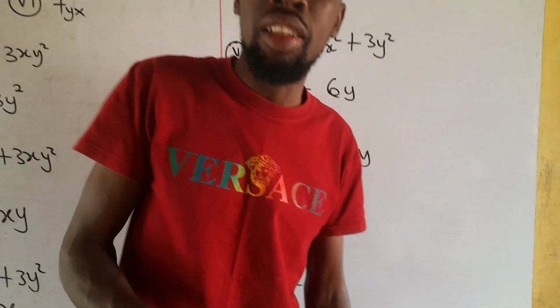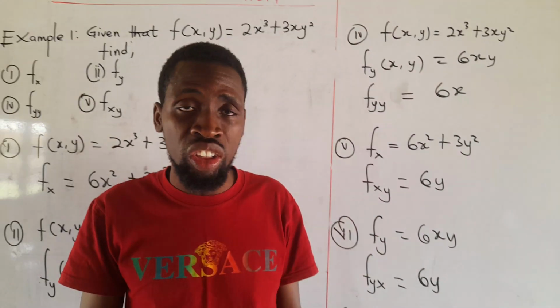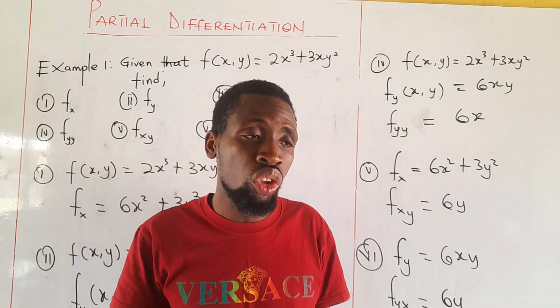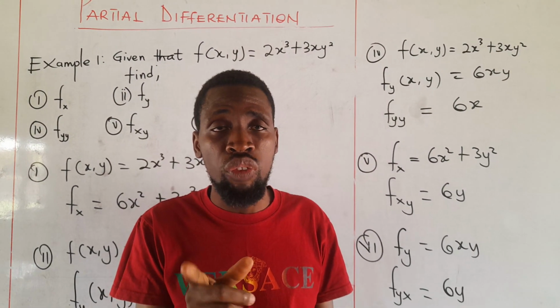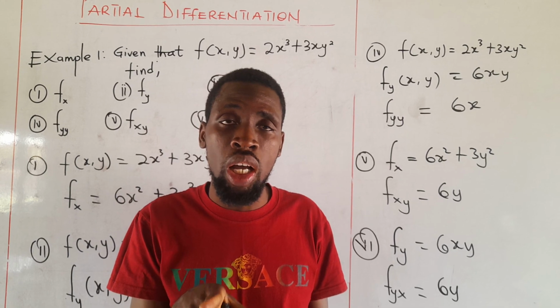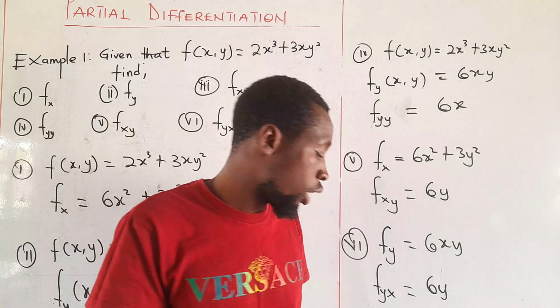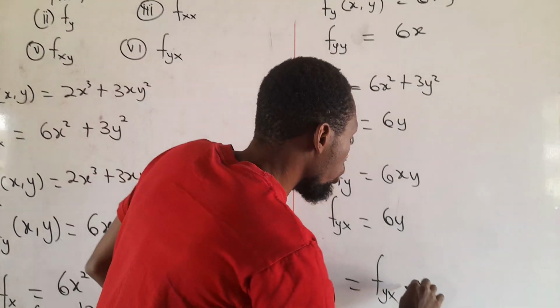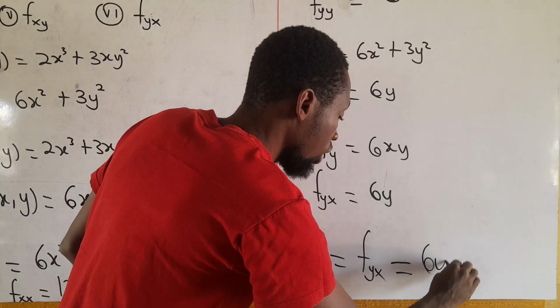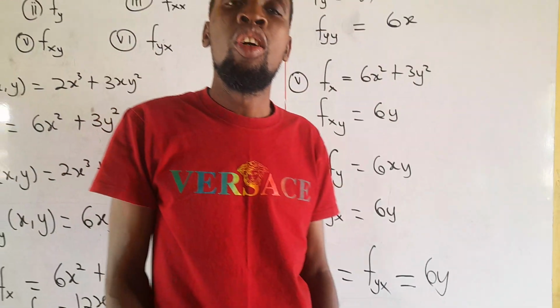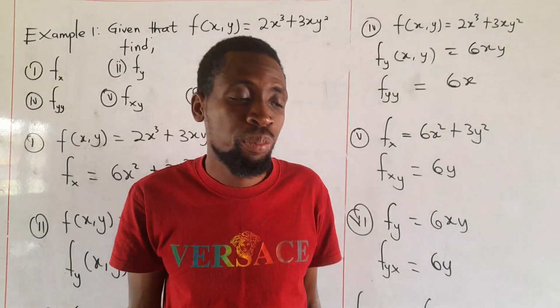So this is actually Young's theorem. Young's theorem says that when a function is a continuous function, the partial differentiation of the function with respect to x, then with respect to y, will be equal to the partial differentiation of the function with respect to y, then with respect to x. In this case, both of them are equal to 6y. I hope you get that. We'll solve one more example on this.